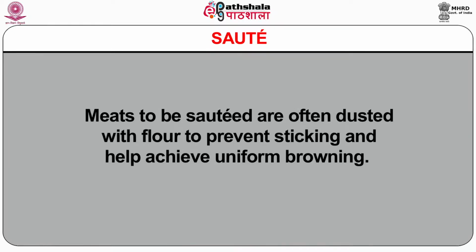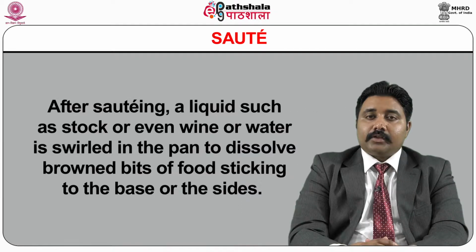Meats to be sautéed are often dusted with flour to prevent sticking and help achieve uniform browning. After sautéing, a liquid such as stock or even wine or water is swirled in the pan to dissolve brown bits of food sticking to the base or the sides.